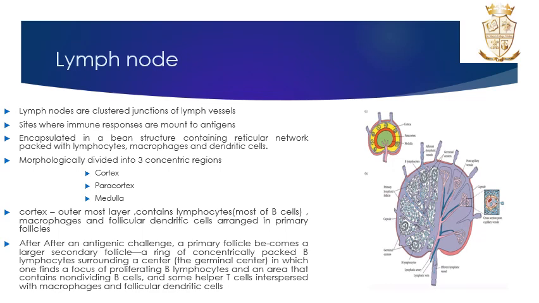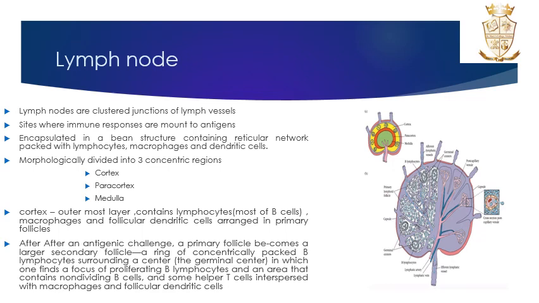The first secondary lymphoid organ is a highly specialized, highly organized organ, which is the site where immune responses are mounted to antigens in lymph. It is encapsulated with a bean-like structure containing a reticular network packed with lymphocytes, macrophages, and dendritic cells. Lymph nodes are cluster junctions of lymph vessels. Lymph node is divided into three concentric regions: cortex, paracortex, and medulla.